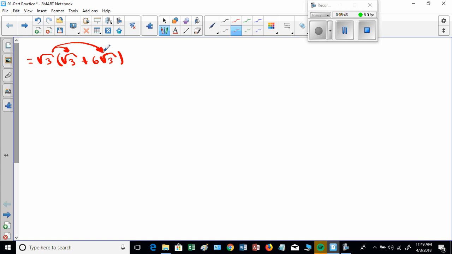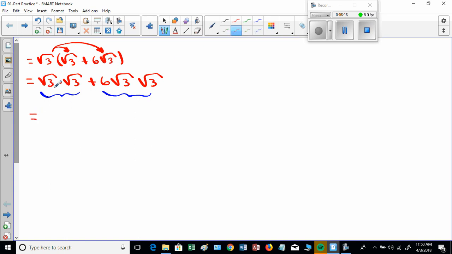So you will multiply the square root of 3 times the square root of 3. And then you multiply the square root of 3 times 6 times the square root of 3. So it's 6 times the square root of 3 times the square root of 3. Remember that when you multiply, it doesn't matter in which order you place them. Now we're going to solve for this and for this at the same time, and then at the end we're going to deal with the addition.